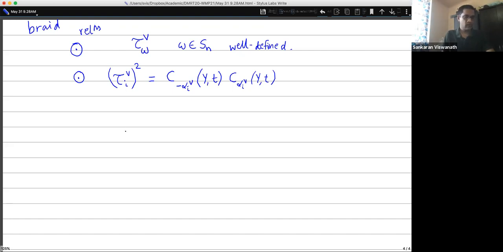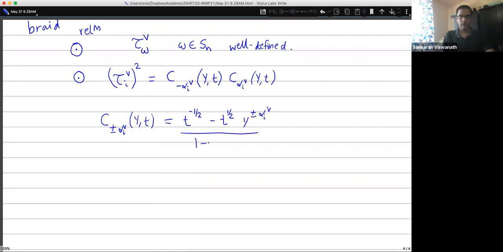Okay, so what are the c's? So c plus minus alpha i check, y t is just a sort of operator, almost the kind of thing which came up in the intertwiner. So it's minus half y, then you put plus minus alpha i check divided by 1 minus y to the plus minus alpha i check. Okay, and y to the something alpha i check.